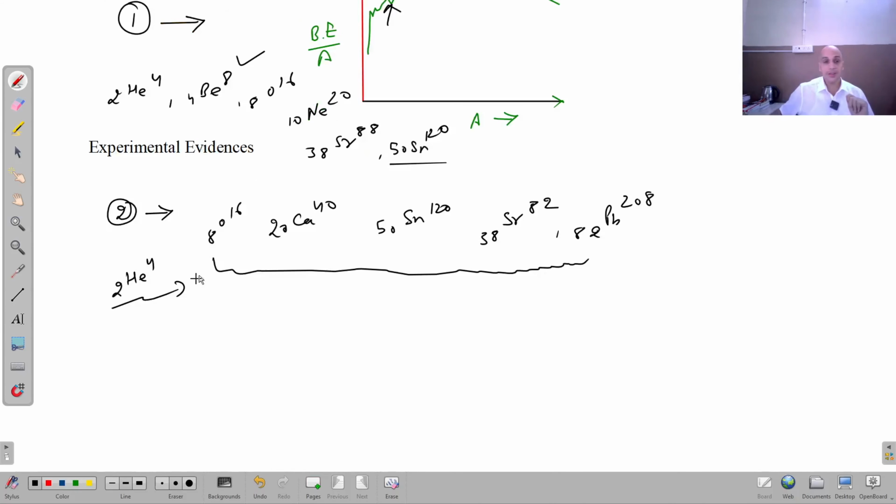Now I'm coming to the third one. The third one is related to the stable isotopes.